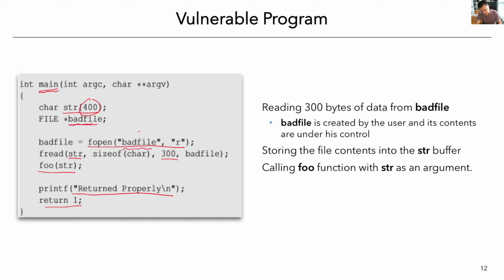Apparently, when you read in from anything, from external sources like the network, right, like the console, all your input will be considered to be untrusted. Then we read in 300 bytes from the file into the buffer. Because the buffer is 400 bytes, there is no buffer overflow here. Then we call the FOO function.